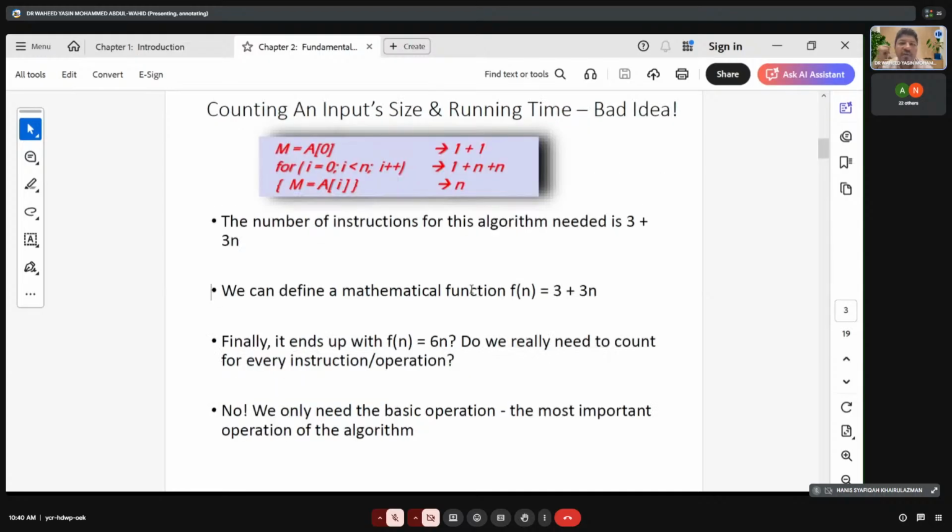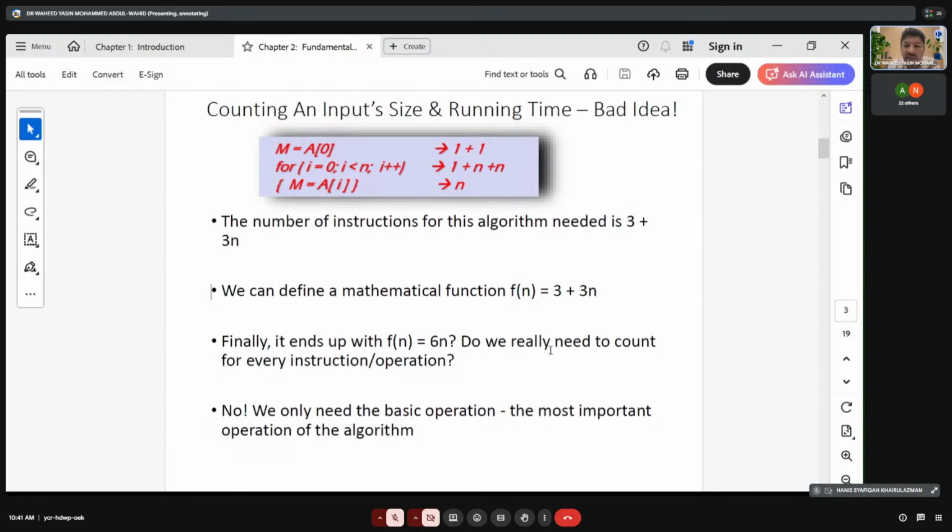Counting an input size of running time, bad idea. The number of instructions this algorithm needs is 3 plus 3n. So here we have 1, 2, 3, and here we have 3 plus 3n. We can define a mathematical function f(n) equal to 3 plus 3n. Finally, it ends up with f(n) = 6n.